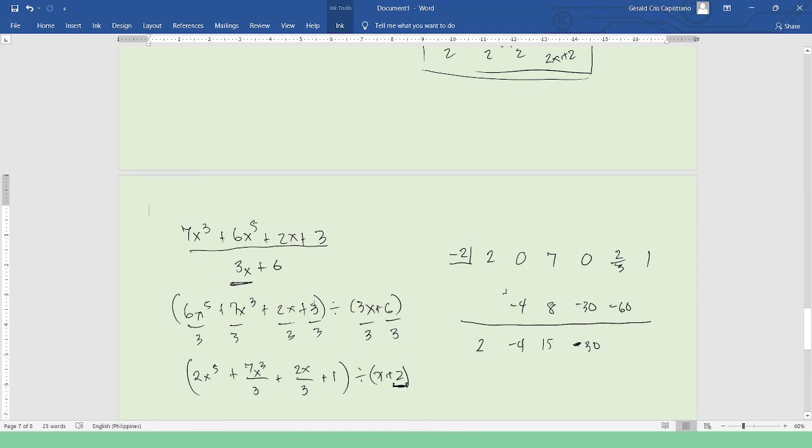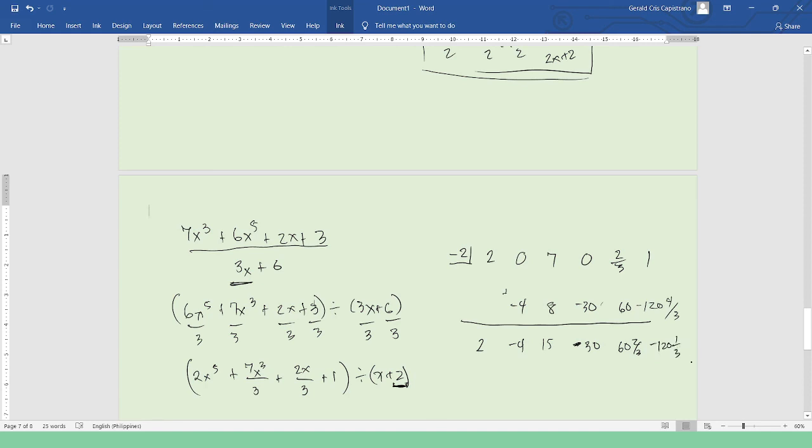Ay, mali. Positive 60, sorry. So, positive 60. Add natin sa 2/3, that will be 60 and 2/3. Then 60 and 2/3 multiply by negative 2. So we'll have there 120 and negative 1/3, 124 over 3. So that will be 121 and 1/3. So that will be negative 120 and 1/3.